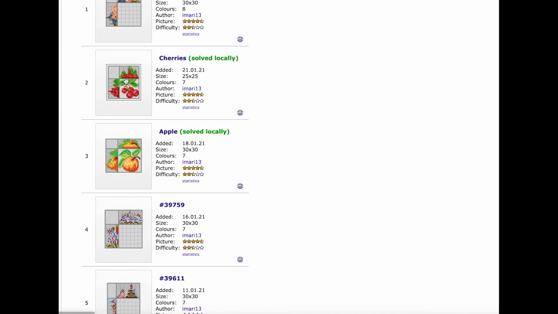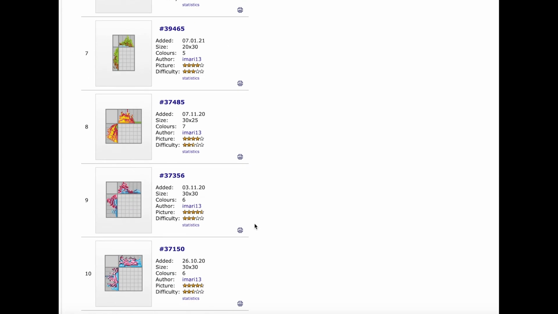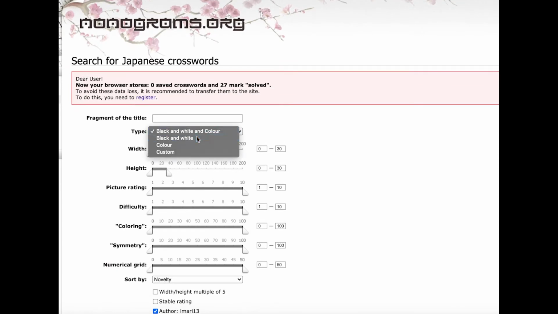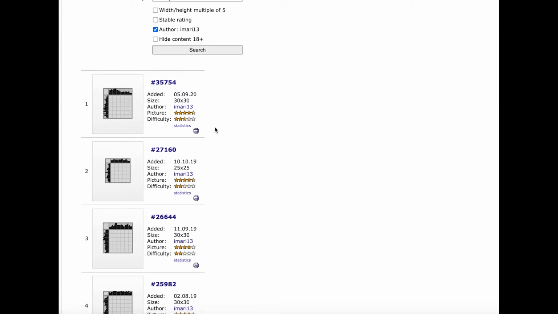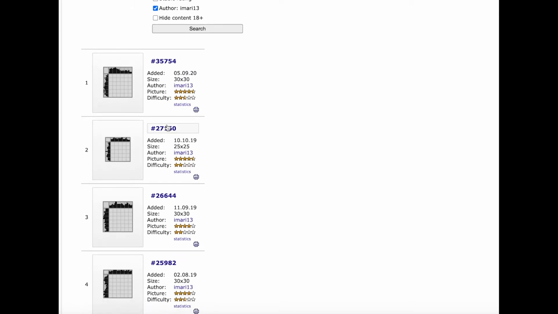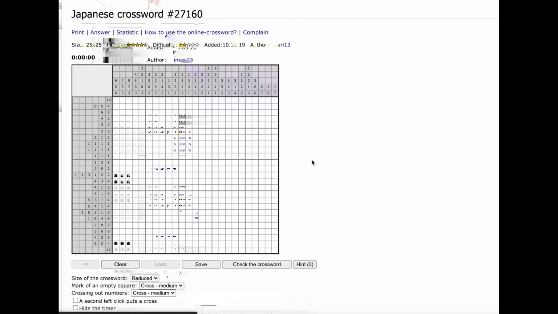Look at these ones that I've already solved. They look very good. I want a black and white one though. I'm going to see if I can get a black and white one. If I can't, then I'll search for another user. Okay, I can. There we go. So you can tell they're good because, see, their picture rating is very high. This one, 25 by 25, I'll do it. Why not? Very high picture rating, should be quite straightforward and simple.